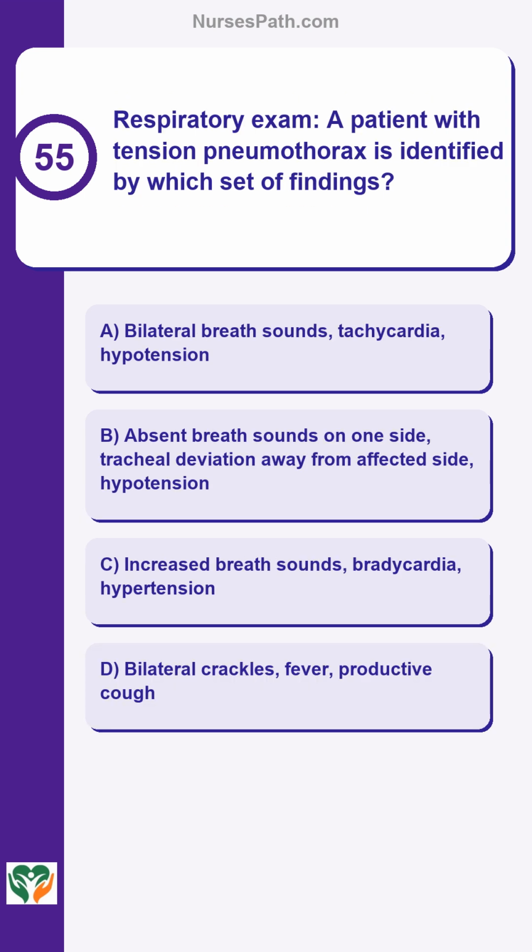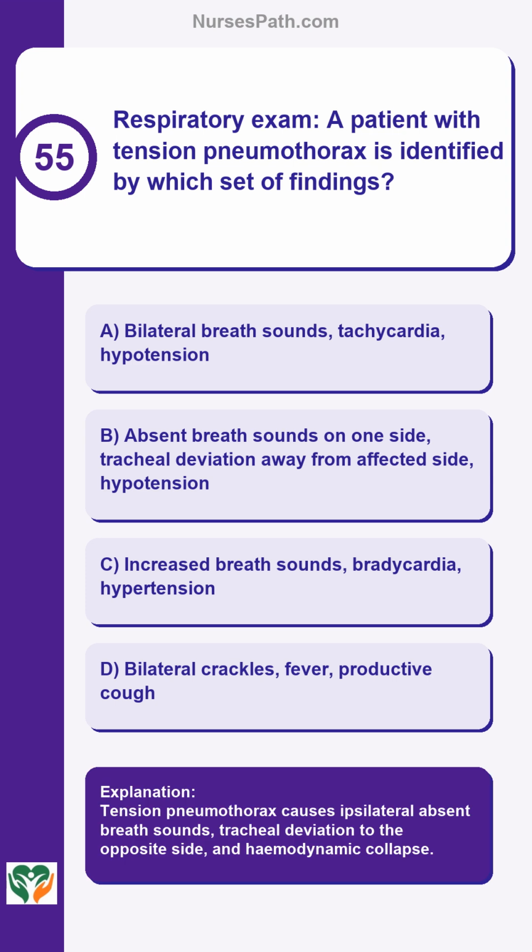Question 55. Respiratory exam. A patient with tension pneumothorax is identified by which set of findings? Bilateral breath sounds, tachycardia, hypotension. Absent breath sounds on one side, tracheal deviation away from affected side, hypotension. Increased breath sounds, bradycardia, hypertension. Bilateral crackles, fever, productive cough. Tension pneumothorax causes ipsilateral absent breath sounds, tracheal deviation to the opposite side, and hemodynamic collapse.